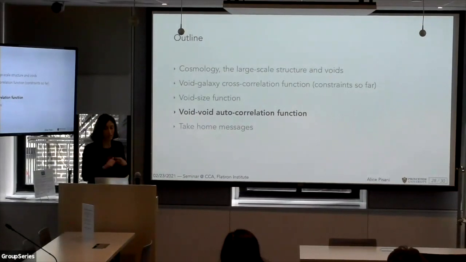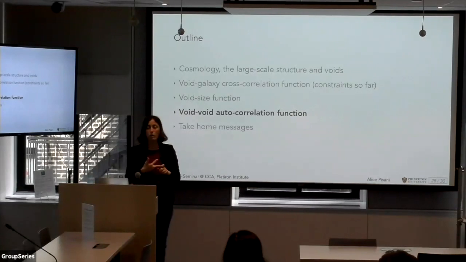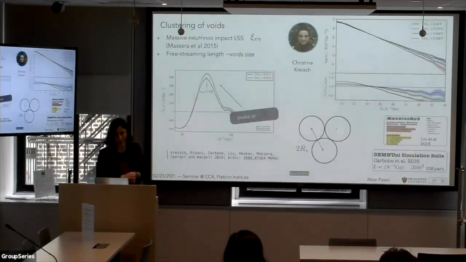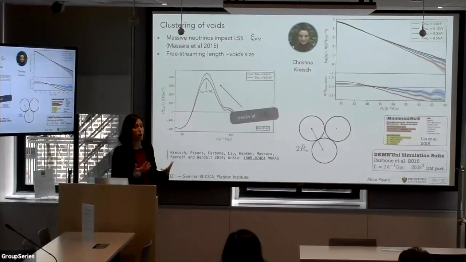So we have seen the void galaxy cross correlation function and the void size function. The third observable I would like to mention briefly today is the void-void autocorrelation function. With Christina Kreisch, a student at Princeton, we have been looking at the impact of massive neutrinos on voids.